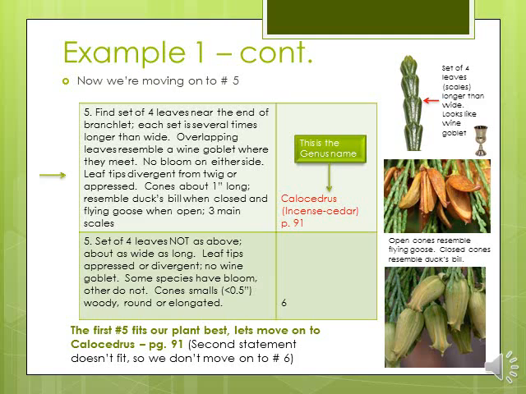And in the upper statement, it says the cones are about 1 inch long. When they are open, they resemble a flying goose, and when they're closed, they resemble a duck's bill. So that looks pretty much like our cones for this plant. When they're open and closed, they look like that shape, and they are longer than wide. So that's going to lead us to the genus name of Calocedrus, which is incense cedar. And once you know the genus name, it will tell you the page number to go to for the key for that genus in order to get the entire species name. So we'll go ahead and move on to page 91.